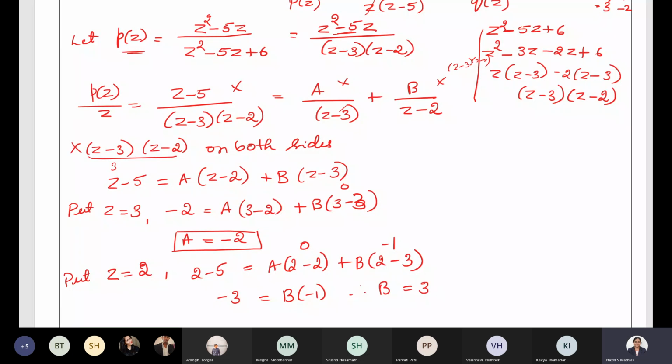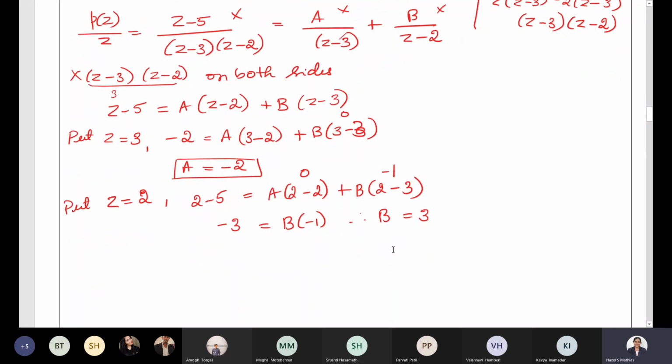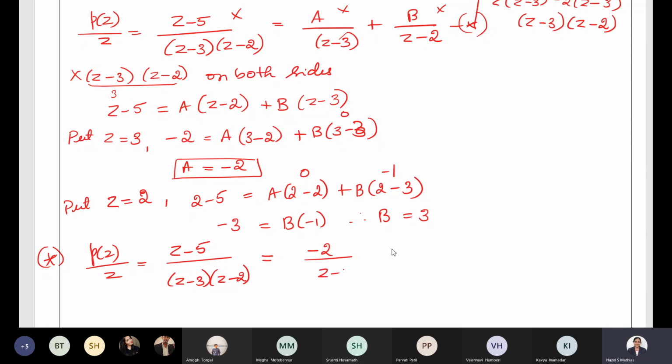So next step, what do we do now? Let's substitute a and b over here. From star, p of z divided by z is equal to z minus 5 divided by z minus 3 into z minus 2, that is equal to a value, which is minus 2, divided by z minus 3, plus b value, which is 3, divided by z minus 2.